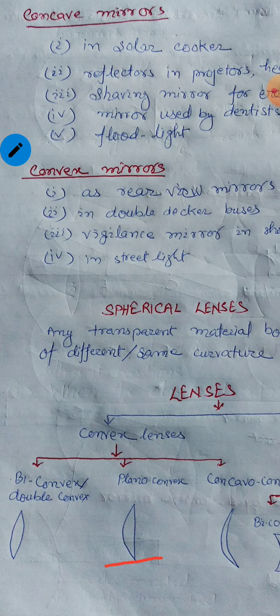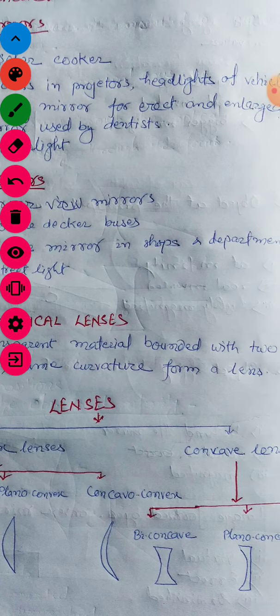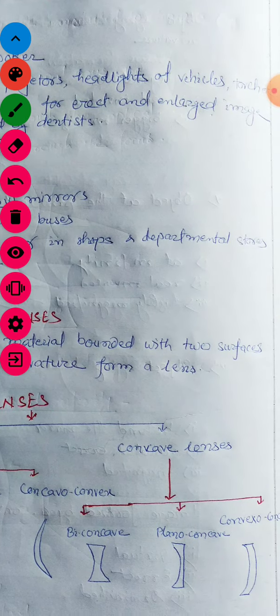And third, student, that is concavo-convex lens. Concavo, that means one side it is concave and another side it is convex. That's why this is called concavo-convex lens. And after this, student, we will discuss the concave lenses.